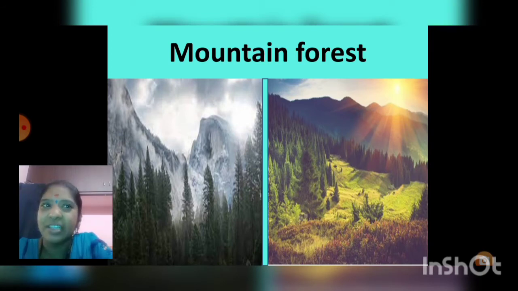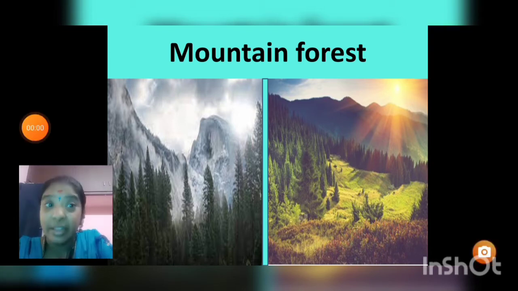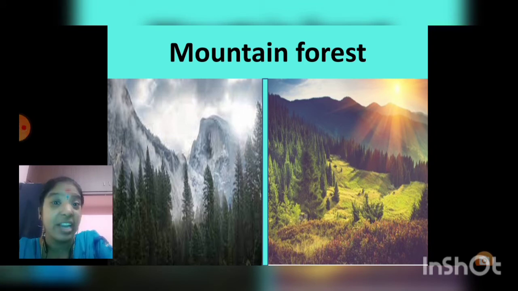Next comes the mountain forest. Wow! You all want to go to the top of the hill and enjoy the beauty of nature? Then you can choose to go to mountain forest. Mountain forest is a place where you can see the lovely mountains along with the forest, and the trees and animals look different over there.